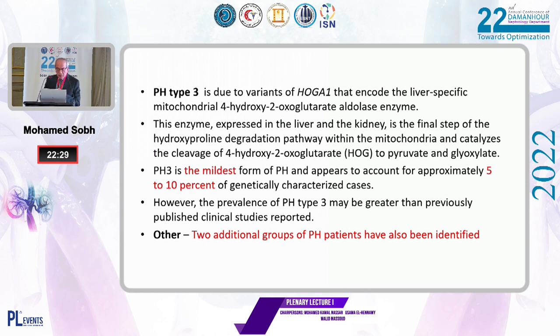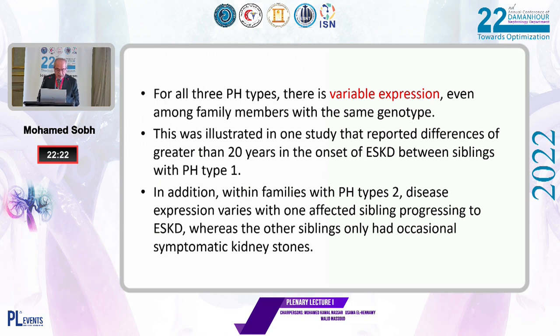Two additional groups of primary hyperoxaluria patients have also been identified, other than type 1, type 2 and type 3. For all three types, there is variable expression. This is a very important sentence: variable expression. So there is different severity of the disease, even among family members with the same genotype. This was illustrated in one study that reported differences of greater than 20 years in the onset of end-stage kidney disease between siblings in type 1.